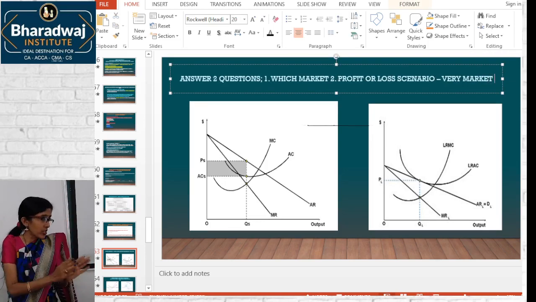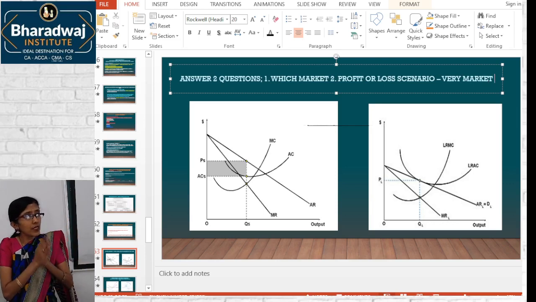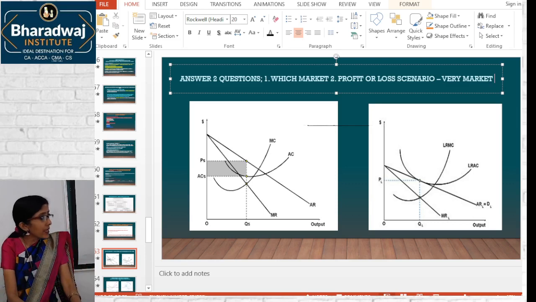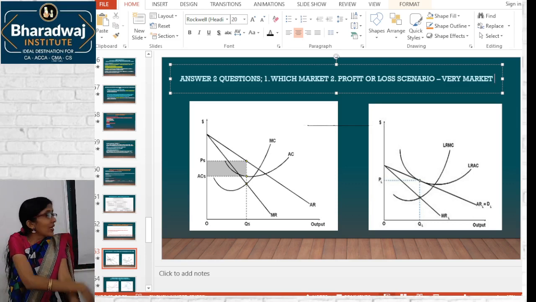Now that you know the equation MC is equal to MR, MC curve cuts MR curve from below, and you also know profit and loss equations. What is the next important thing? Identifying the market form from the given graph, identifying whether it's profit or loss from the given graph. For both these graphs, do this exercise.